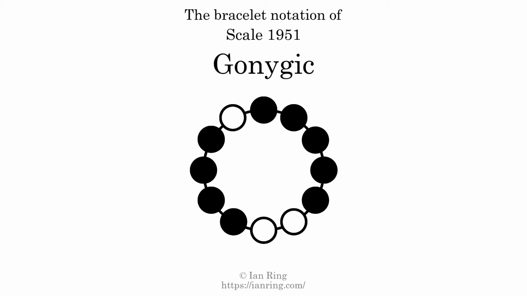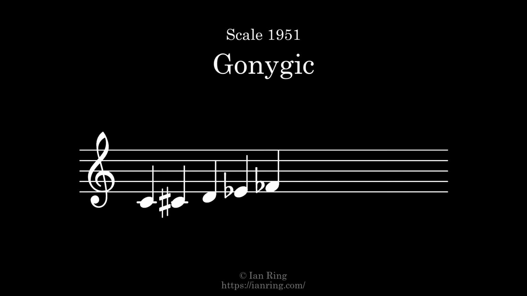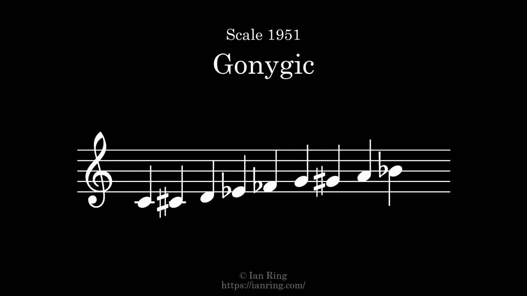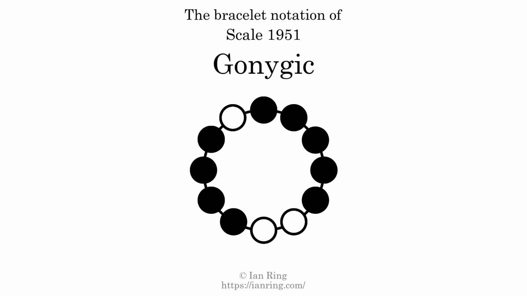1951, Gonygic, which sounds like this. This scale has 9 tones, which means it is called an enneatonic scale. This is a bracelet notation diagram of scale 1951. The shaded circles represent tones that appear in the scale, and they are read clockwise, starting at the top.